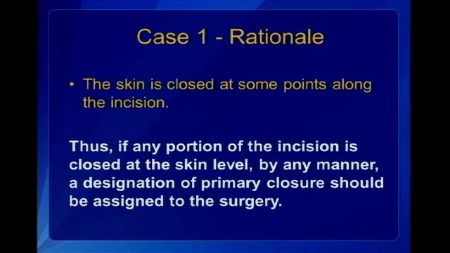What I should have said, I'm going to just say as I'm saying that: we're going to assume in my presentations that they closed the fascia. I didn't say closed at all tissue levels in every single case, but anyway. So fascia was closed in that case, and the skin was closed at 4 points. Thus, and this is straight out of the definition, if any portion of incision is closed at the level of the skin by any manner, a designation of a primary closure should apply to that surgery.